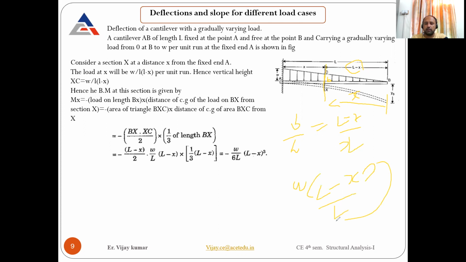This is the value of that vertical distance or vertical height at point B. This is the height we need to find. I just use the similar triangle concept, nothing else. So we have this height. Now we need to find the value of the moment.